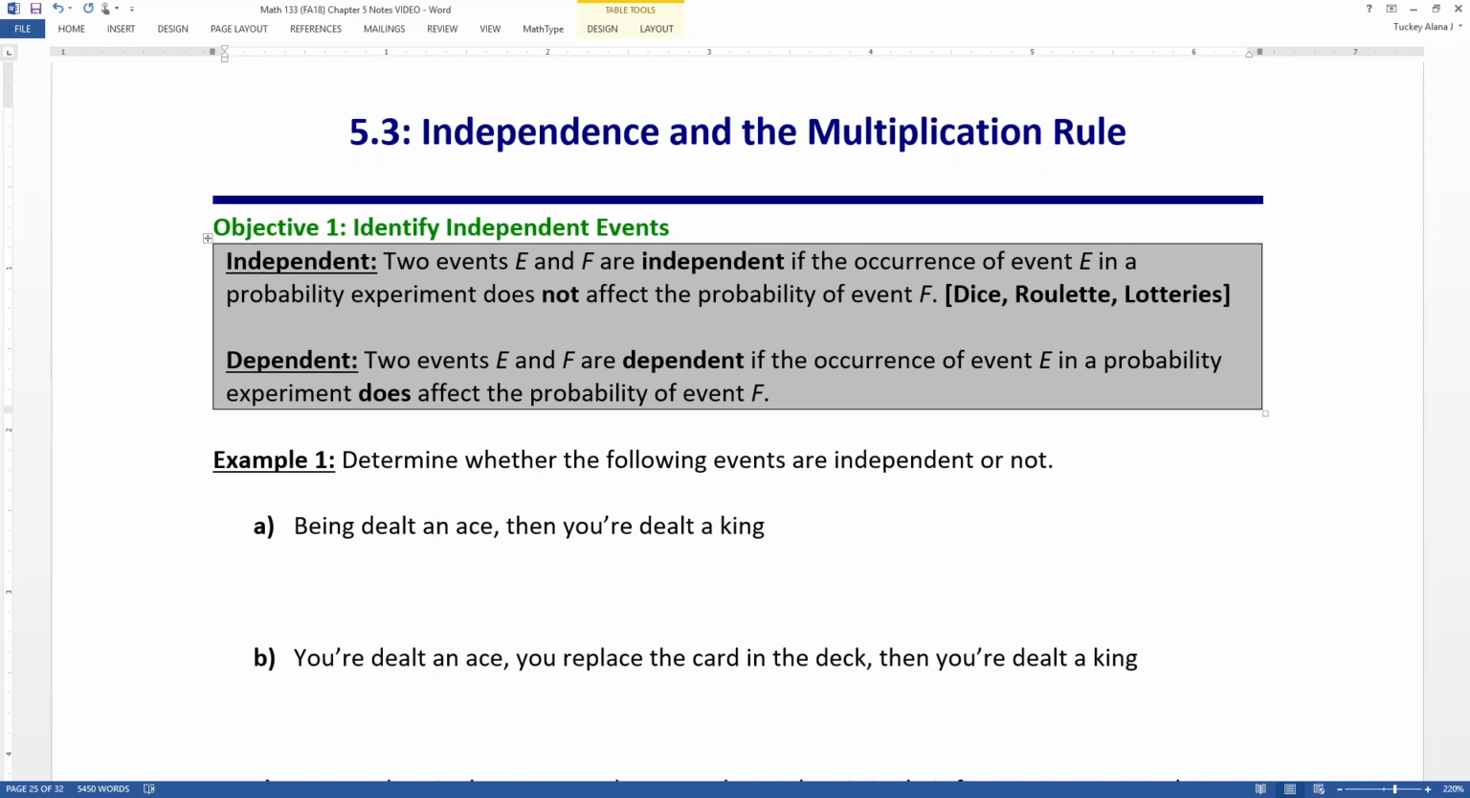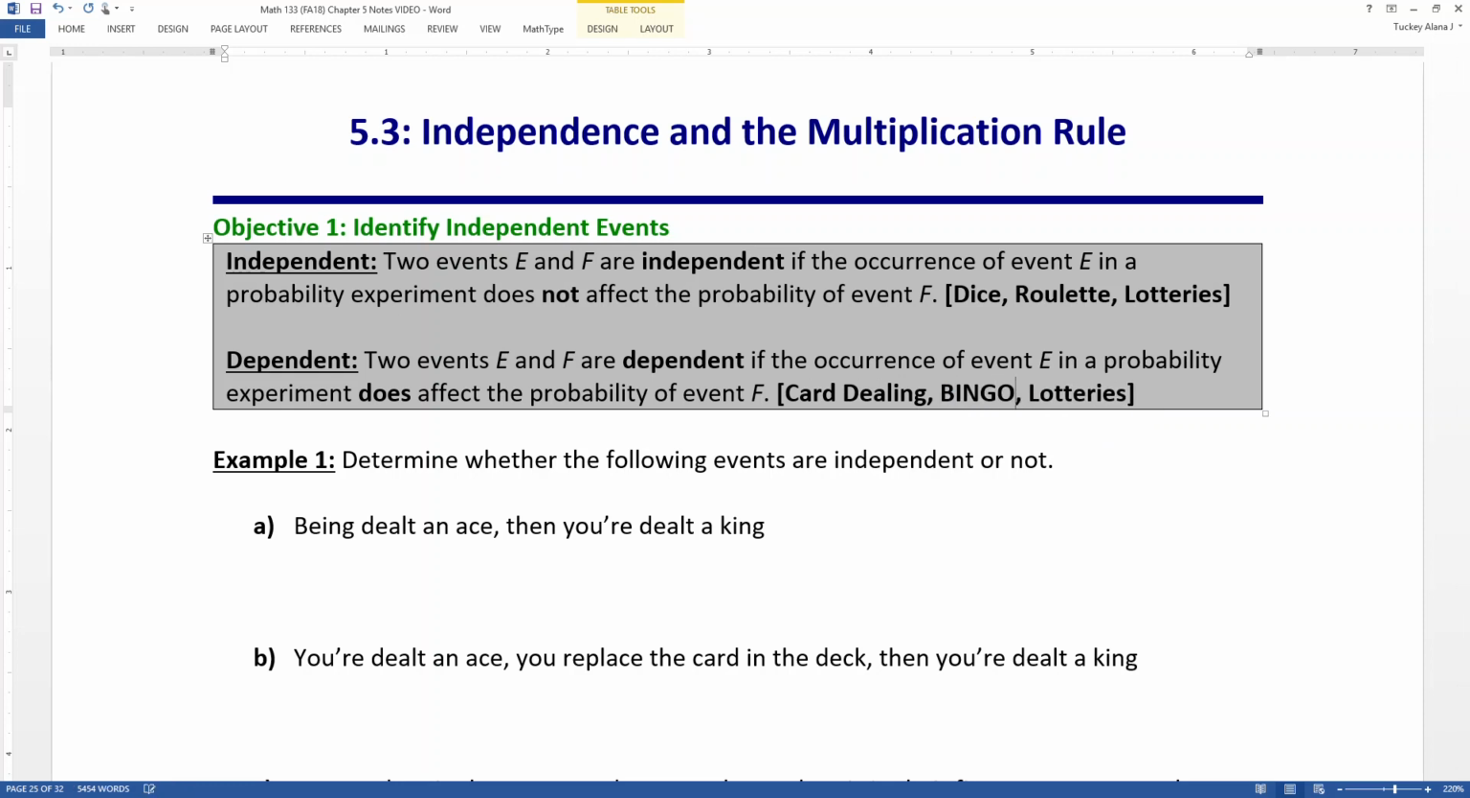Dependent is when one thing affects the next. So when you draw the first thing, or you win the first round, or whatever, it affects the chances of you winning the next round. So card games are kind of classic for this, right? When you're dealt a card, it affects what's left in the deck. So card dealing, right? Instead of roulette, how about bingo?